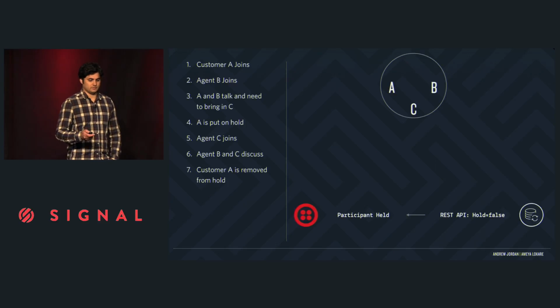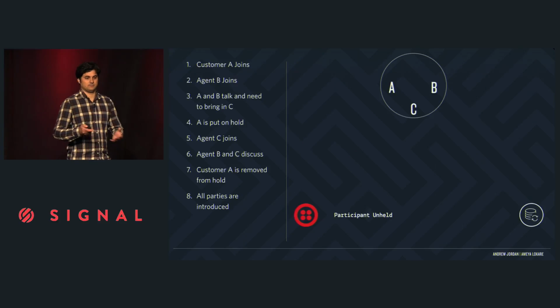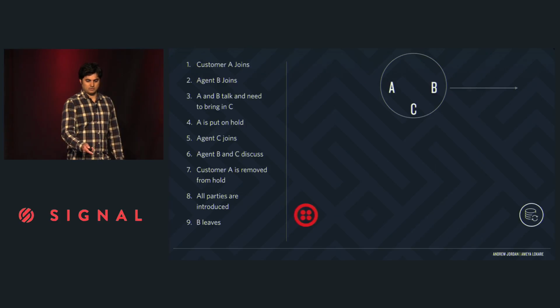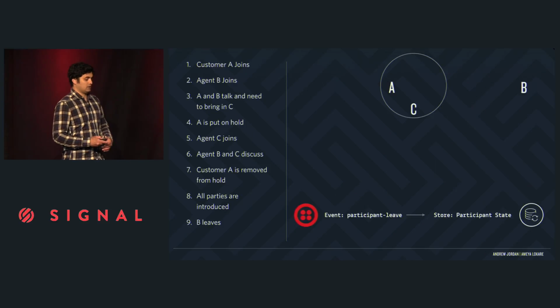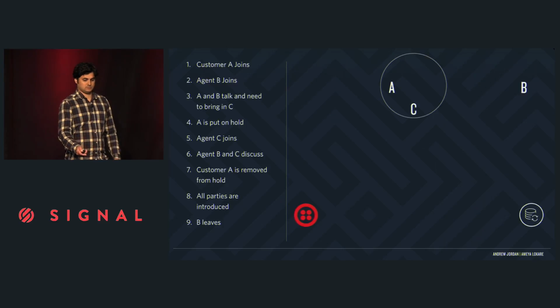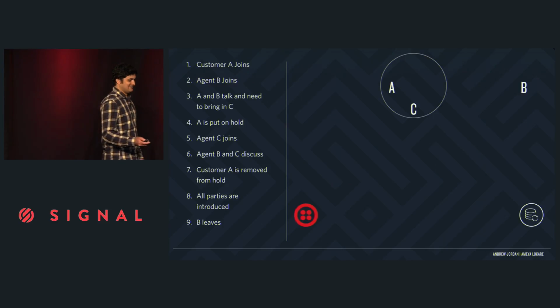So we remove the customer from hold by using the hold API again. Very simple again, hold equals false will bring the customer back into the conference. And now each of the three parties can talk to each other, be introduced to each other. The agent can then drop off, and you will get a participant leave notification to your app, which you can also store to maintain state of the conference. So that's it. State tracking.